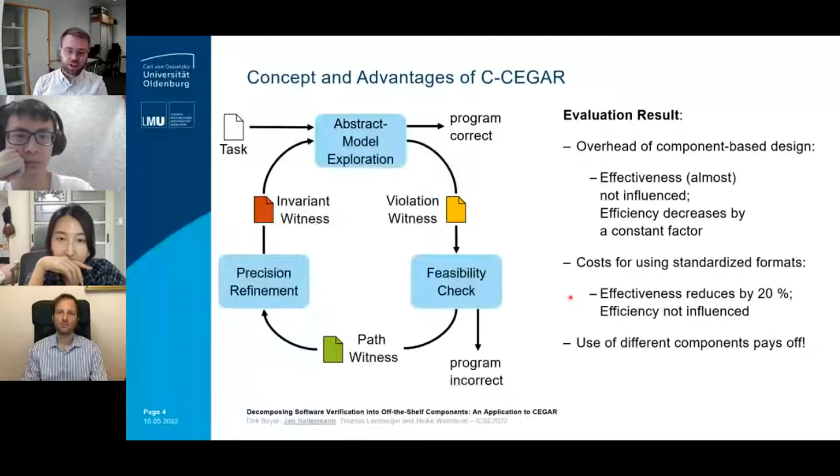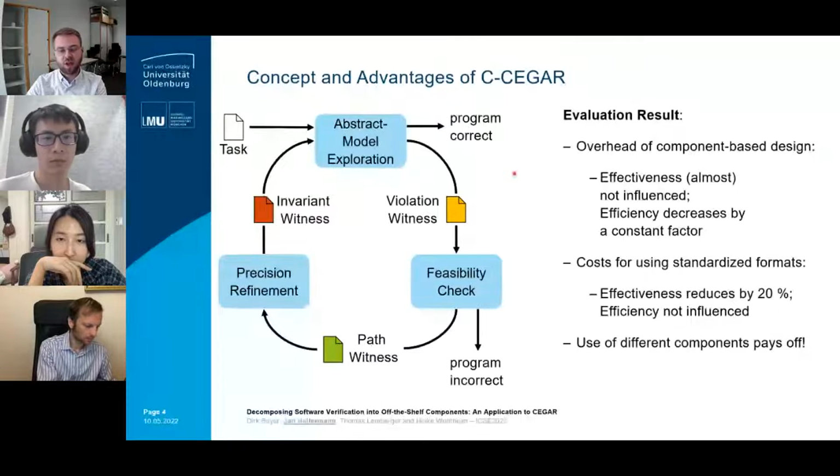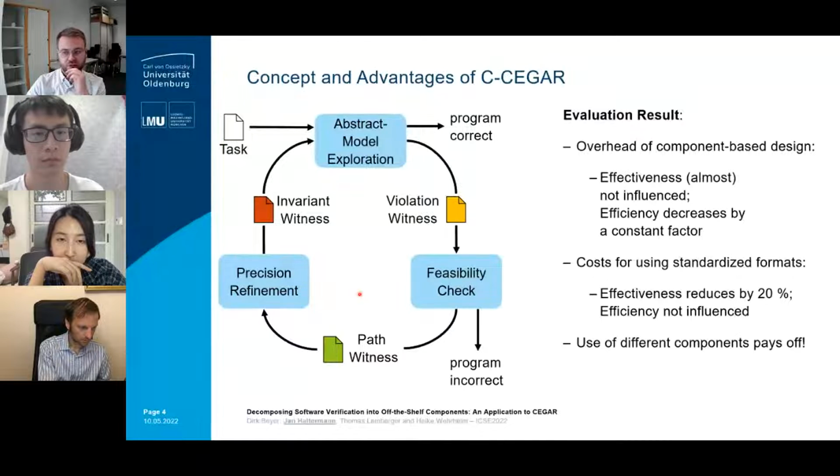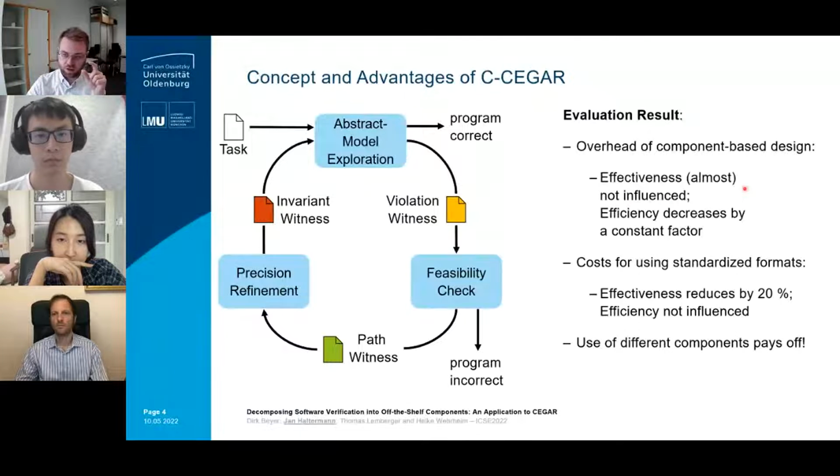And of course, we checked, does it work out? Is it a good idea? We had a look at 3 different questions. First, what is the overhead? If you take an existing schema, which is stateful, and break it into 3 components, the question is, does it pay off, or does everything break down? We found out that the effectiveness is not really influenced, only by a small margin. But the efficiency decreased by around 3, which is not surprising because we changed from stateful to stateless components and have exchange formats which need to be written and read.